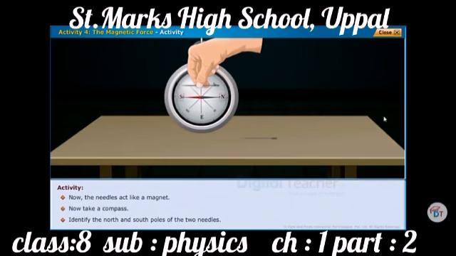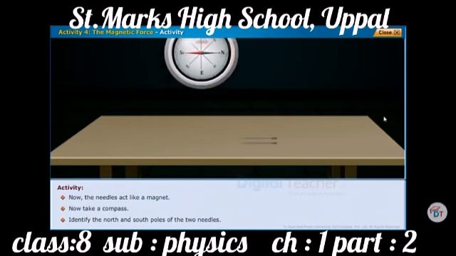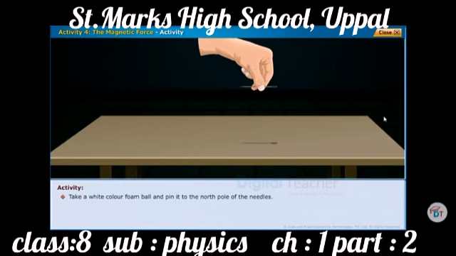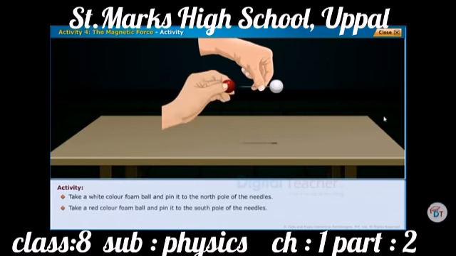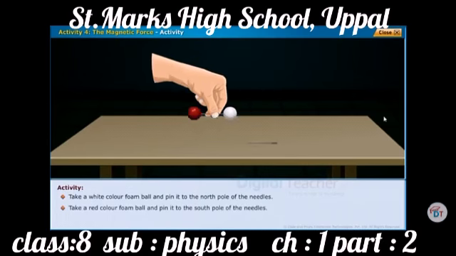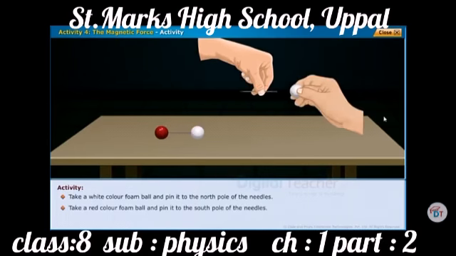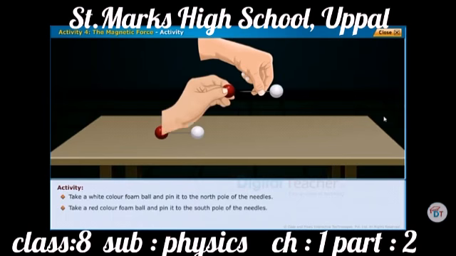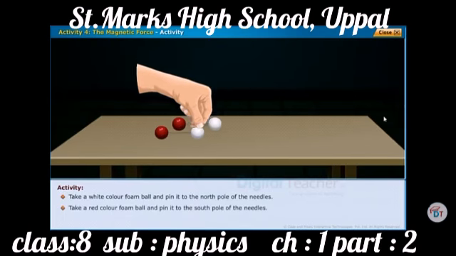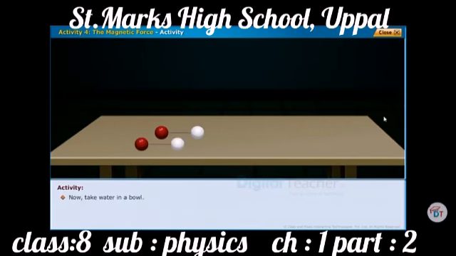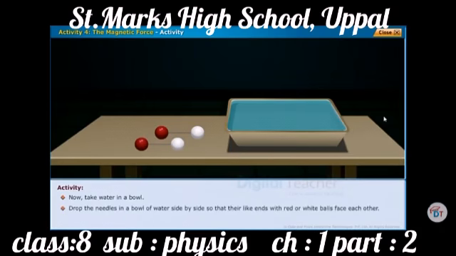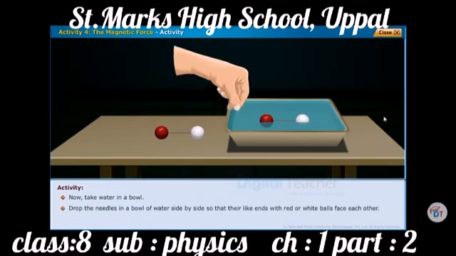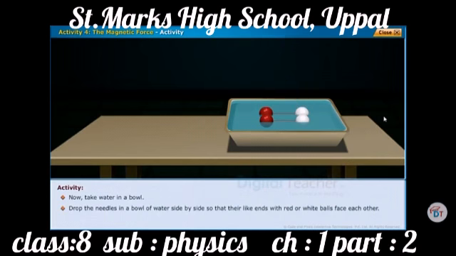Similarly, identify the south pole of the needles. Take a white color foam ball and pin it to the north pole of the needles. Take a red color foam ball and pin it to the south pole of the needles. Now take water in a bowl. Drop the needles in the bowl of water side by side so that their like ends with red or white balls face each other. Observe the changes.